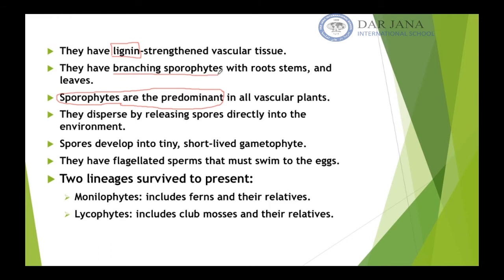roots, stems, or leaves. What these plants have in common with the previous plants is that they both disperse by releasing spores. They both use spores. Remember, spores are made by the sporophyte, and these tiny cells then develop to become a gametophyte. And also, these plants have flagellated sperm. That means there should be water in order for the sperm to fertilize the egg.